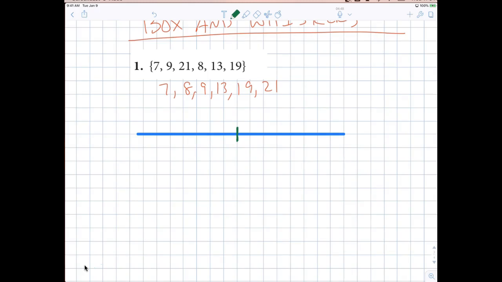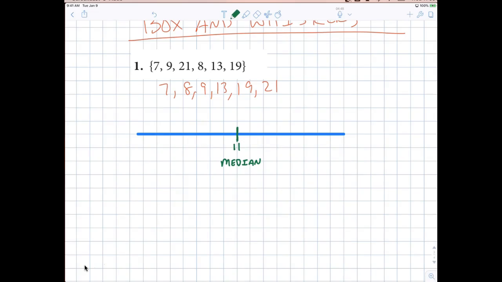All right? So this mark right here is going to be considered the median. And what is the median again? No, I ask you, what number is the median? 11. All right? So the number in the middle is called 11. All right, that's the median.